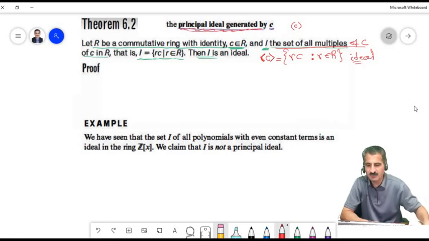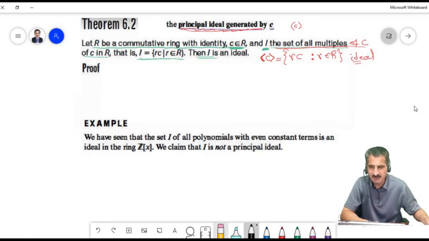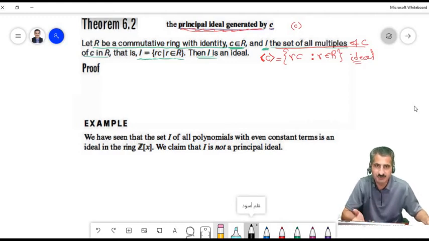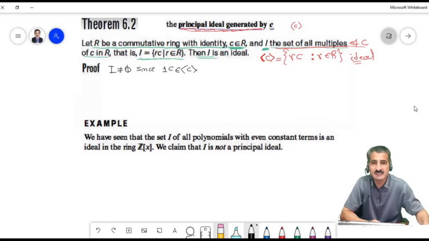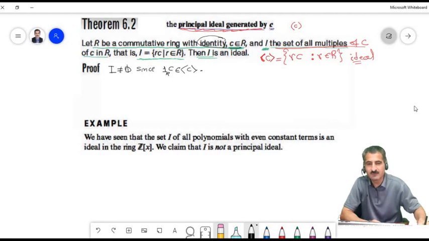Now to prove it is indeed an ideal, we need to show it is not empty. Sure, I is not empty. Why? Since 1 times C shall belong to the set, because 1 exists, as we said that this ring has an identity, so this is the identity of R, so it is not empty. We want to prove the other two axioms. We have already seen the theorem.